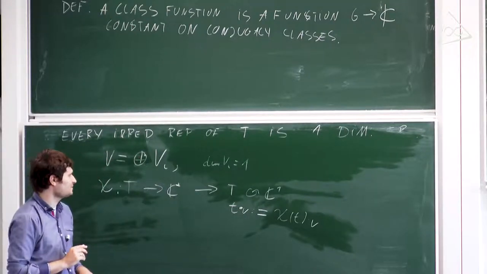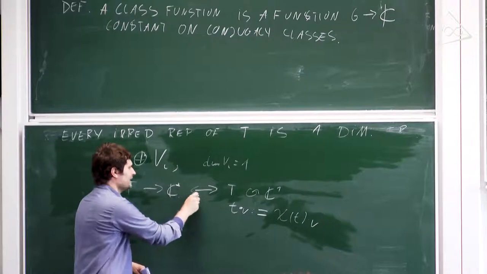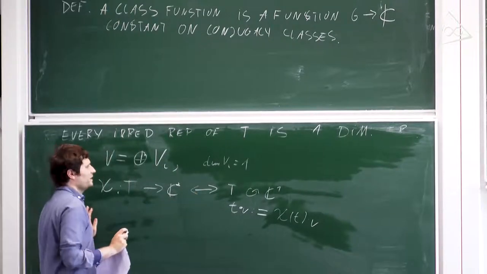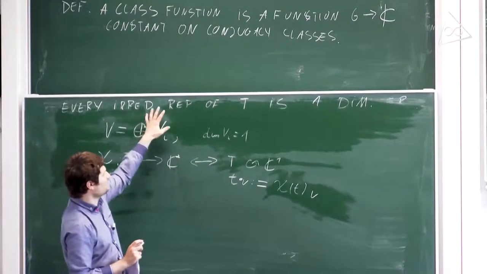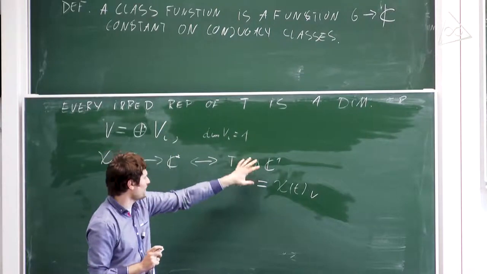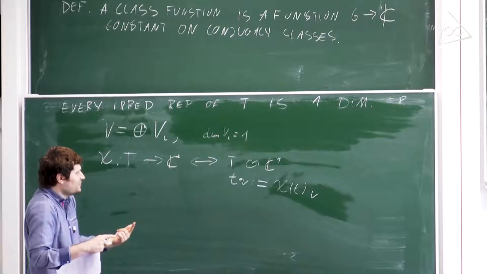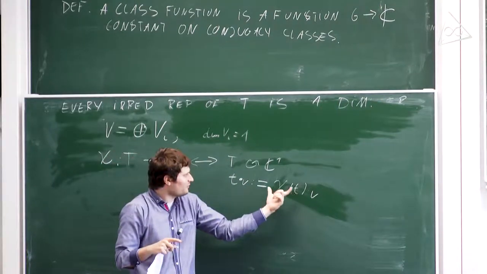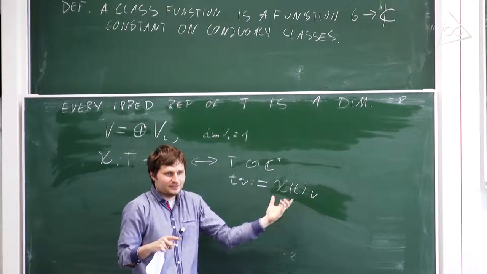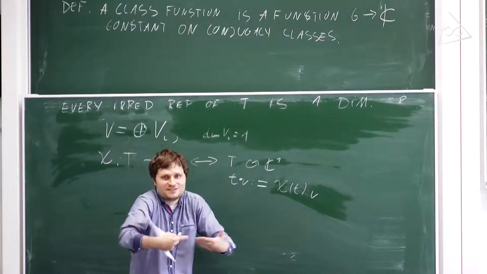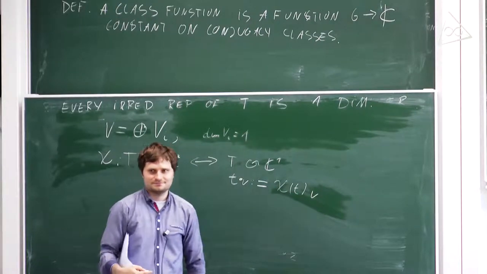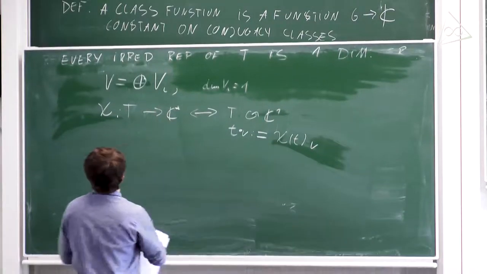So the thing is that this is the same. And this you have to prove: irreducible representations are one-dimensional, and one-dimensional representations correspond to characters. And the name character is the same because the trace of a one-by-one matrix is just the entry of that matrix. Very good.